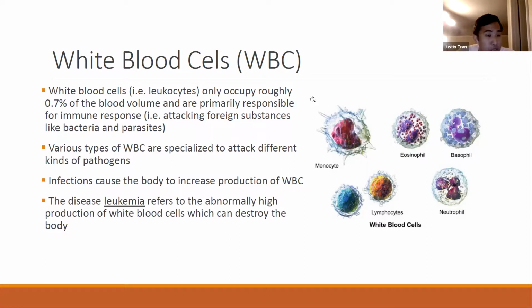You might have heard of the disease called leukemia. Leukemia is a very scary disease where your body produces an abnormally high amount of white blood cells, so high that the white blood cells can actually start attacking your body, which is what you don't want. You don't want your body to attack itself. That's why leukemia is such a scary disease, because your body is literally destroying itself from the inside out.